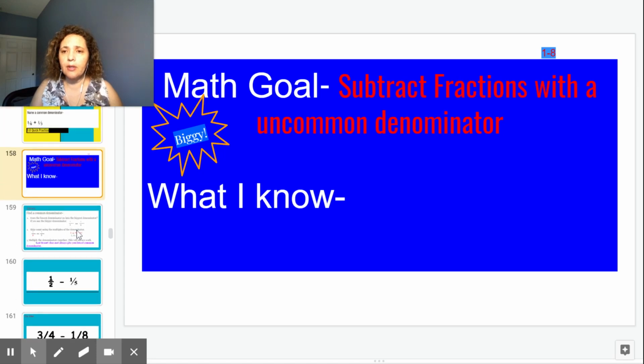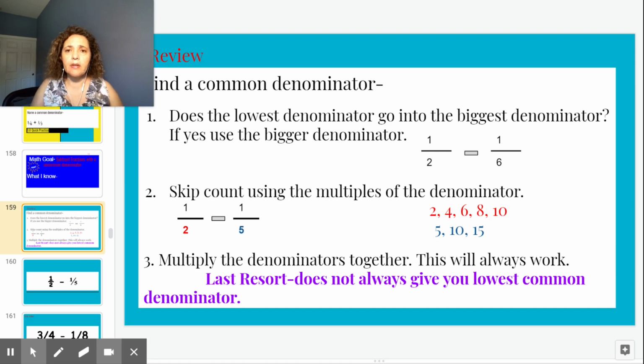All right, so let's review. To find a common denominator, remember this was from the last lesson: does the lowest denominator go into the biggest denominator? If yes, use the bigger denominator. So for example, lower denominator 2, does 2 go into 6? Yes. So 6 would be my common denominator, okay? So always try this first.